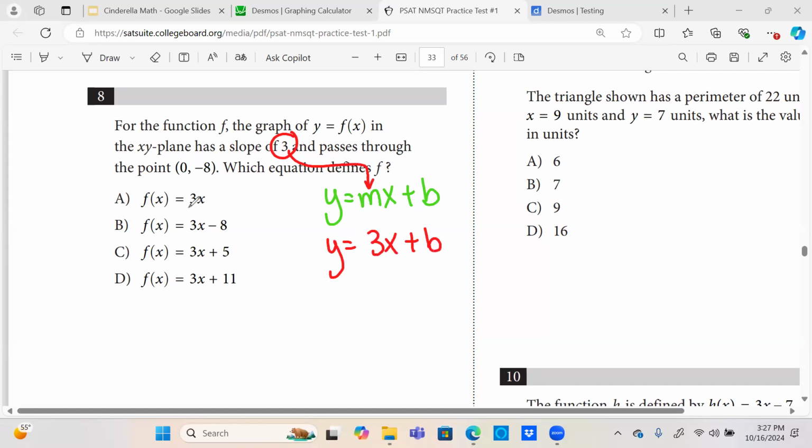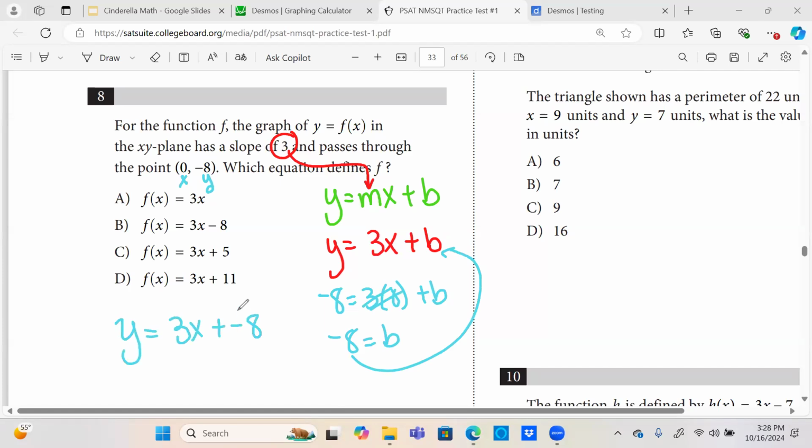Now, unfortunately, all of them have 3x. But if they didn't, you would go ahead and eliminate if we could. All right. And then they do tell us a point. This is x, this is y. So if we plug that in, we get negative 8 equals 3 times 0 plus b. But anything times 0 is just gone. Negative 8 equals b. So put that back there. We have a final answer of y equals 3x plus negative 8, but plus a minus, that looks clunky, right? We know that can just be minus, which will give us the choice B.